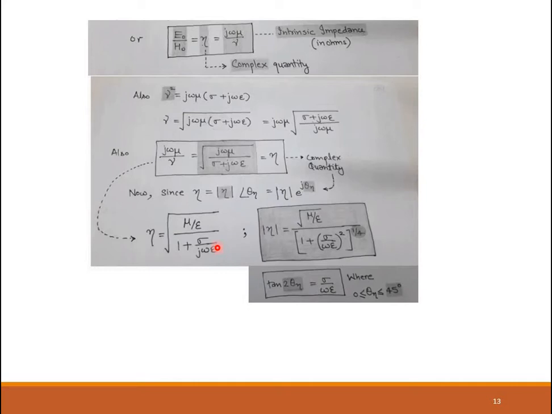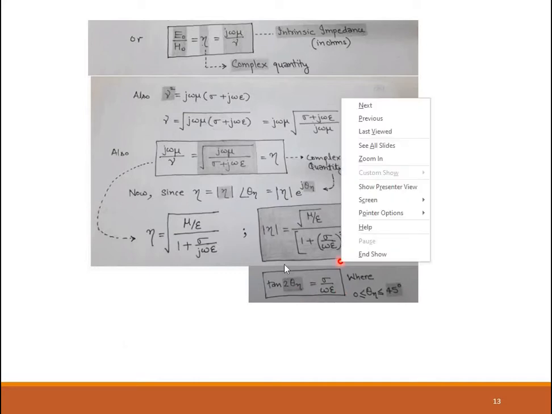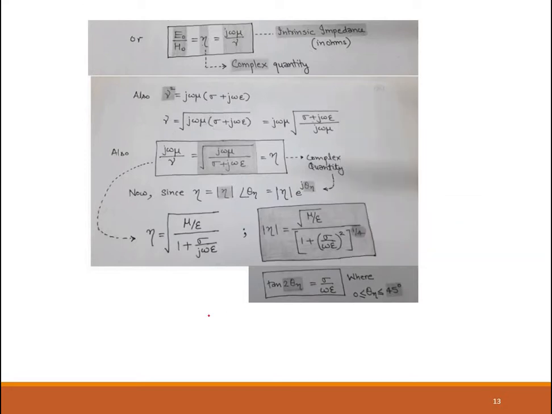See, probably one explanation that I can give you here is, supposing I have a phasor of the form z raised to 1 by n, where your z is of the form a plus jb.